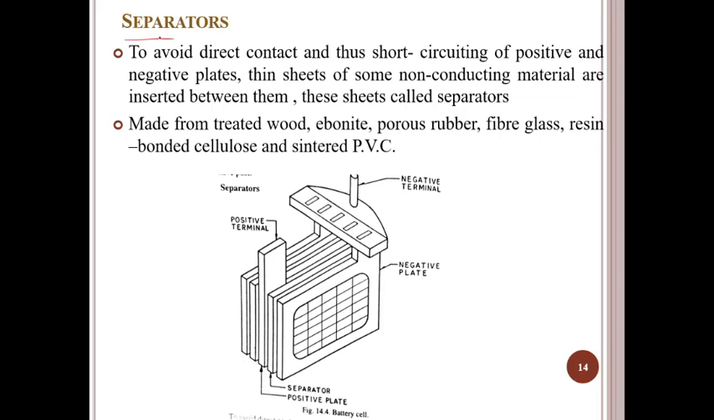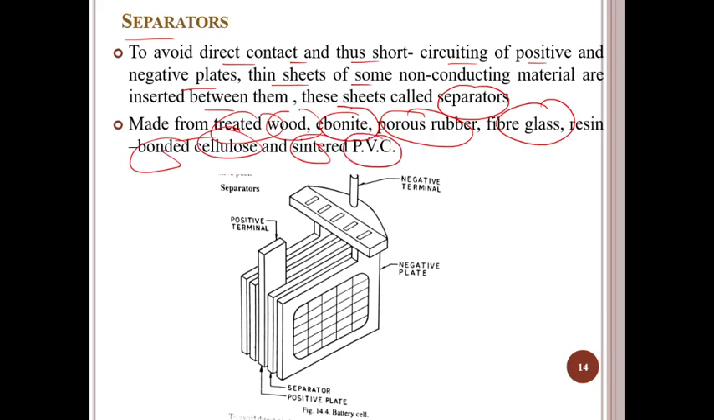So what is the role of the separator here? What is the use of the separators? To avoid direct contact and short circuiting of the positive and negative plates, a thin sheet of non-conducting material is inserted between them. This is called the separator. Okay, so it is made from treated wood, ebonite, porous rubber, fiberglass, resin bonded cellulose or sintered PVC. So this is the negative terminal, negative plates, this is the positive terminal, this is called the separator, and this is the positive plate, guys.